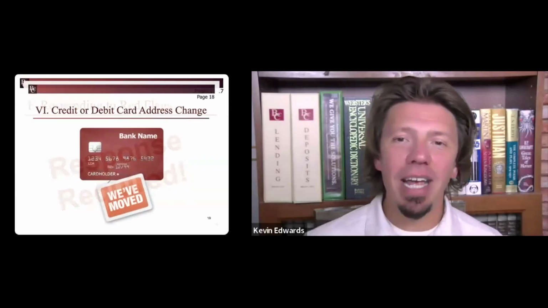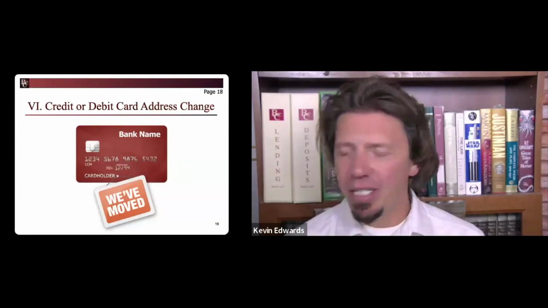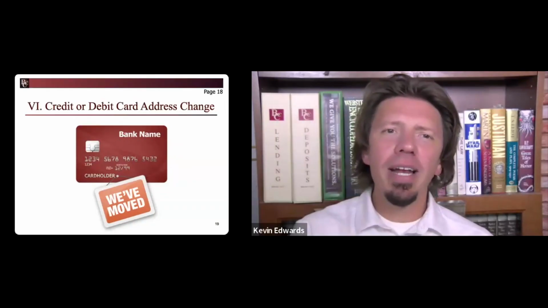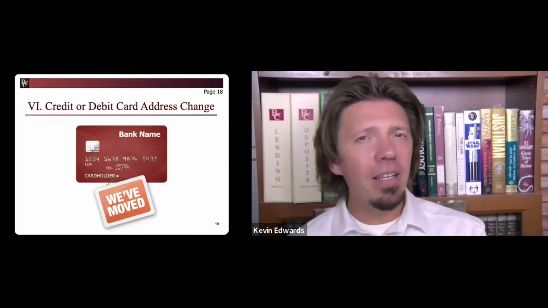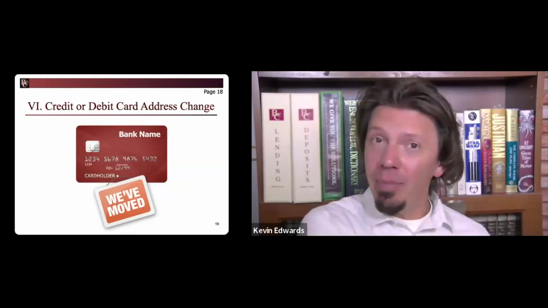Let's go to the next section and talk about address changes. Okay, so credit or debit cards. This is a special rule that applies just to those cards. And the way this rule says is you can't issue a subsequent card. So you've issued them a card.